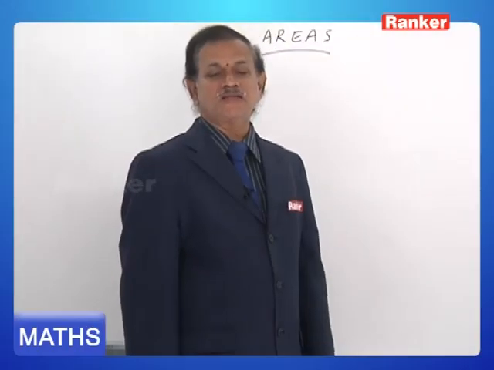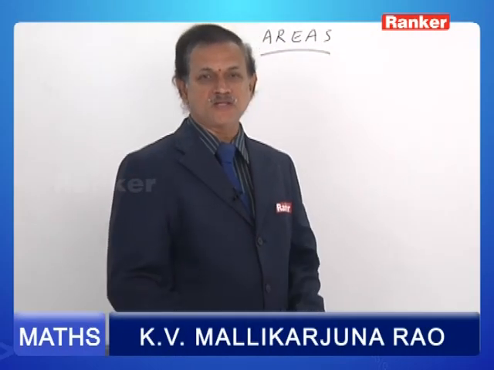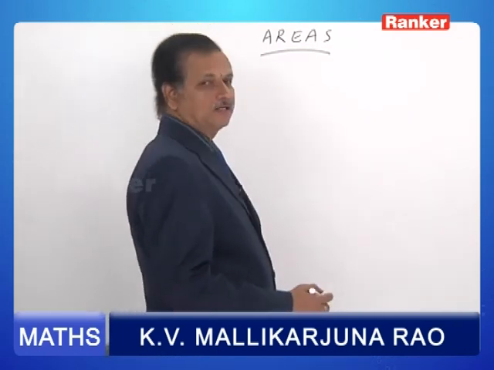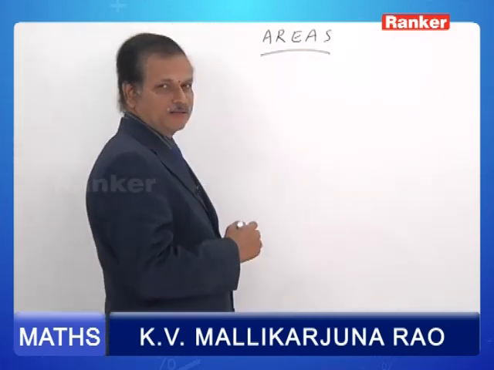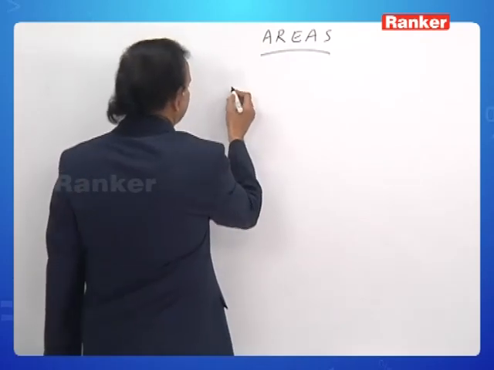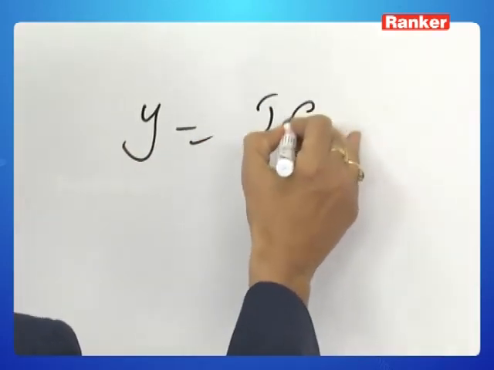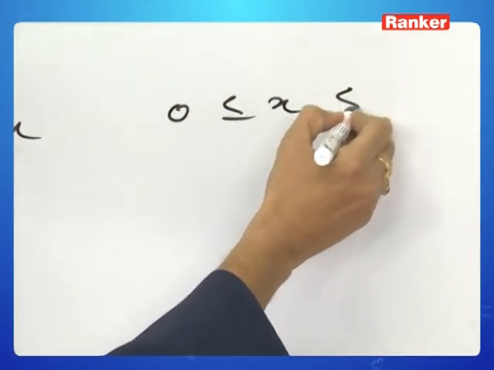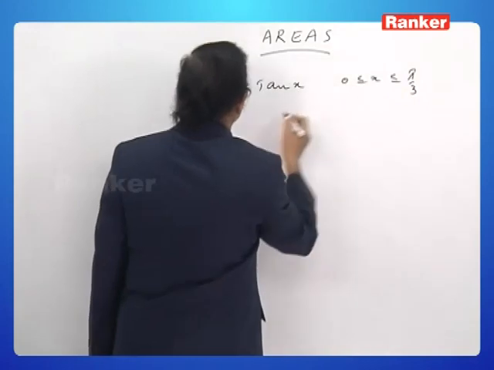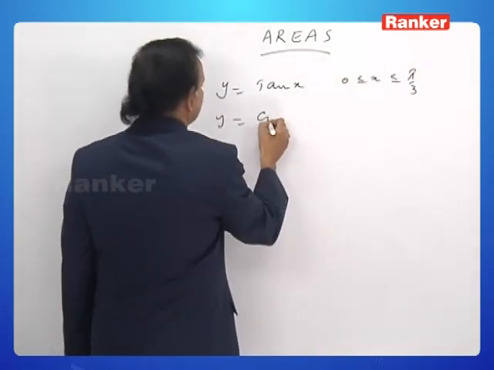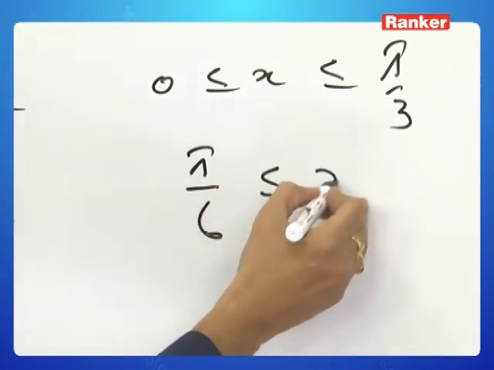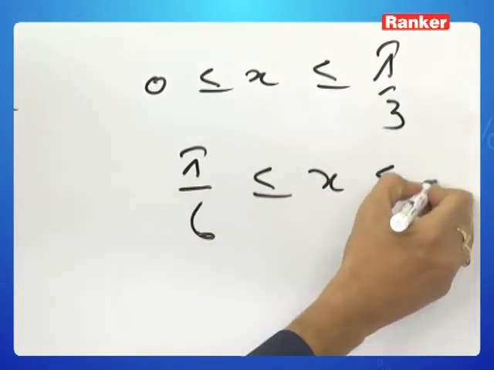In this session, let us go through some more special problems, rather important problems in areas. Let us deal with the problem. The area between y is equal to tan x, 0 less than or equal to x less than or equal to pi by 3, and y is equal to cot x, pi by 6 less than or equal to x less than pi by 2.